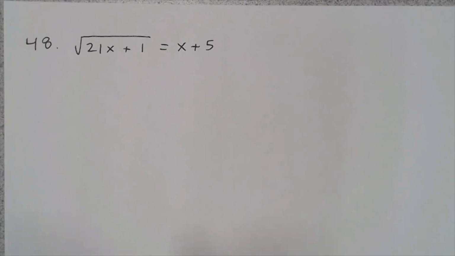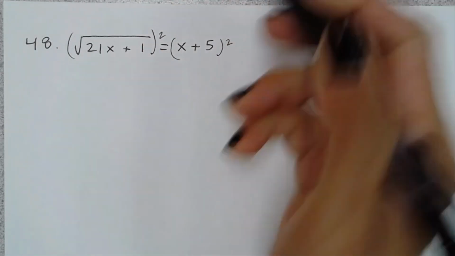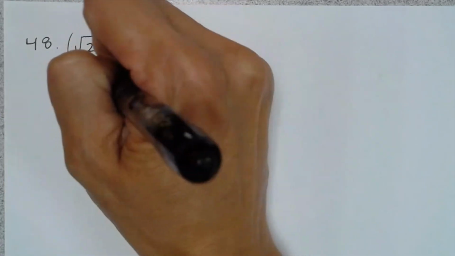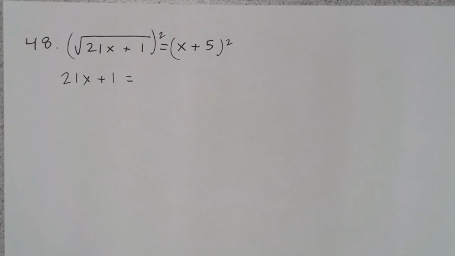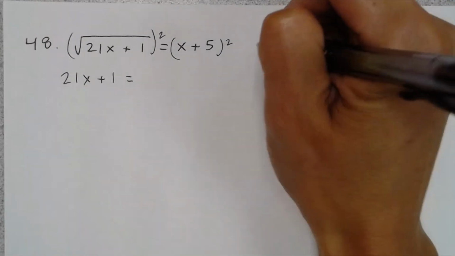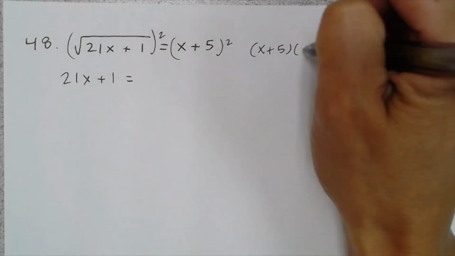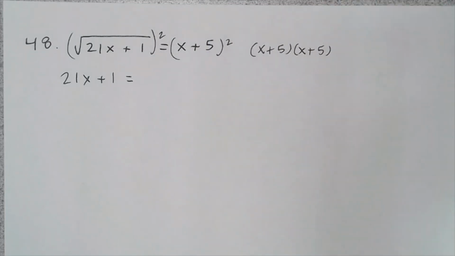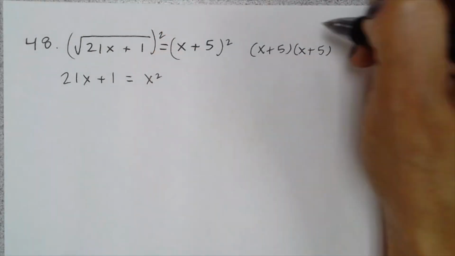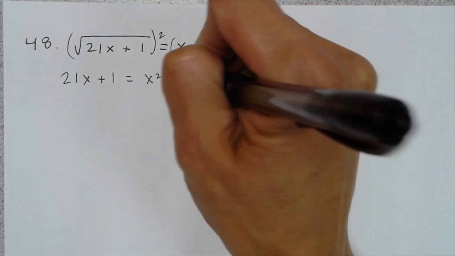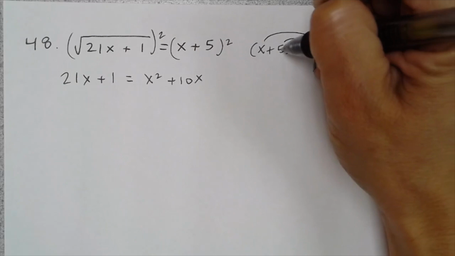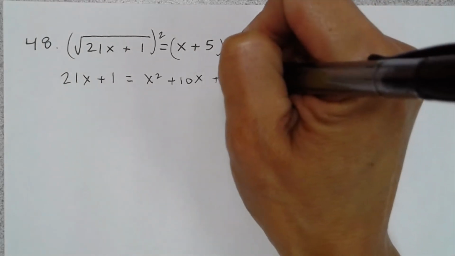For 48, the square root is already by itself, so we're going to square both sides. And the square root and square cancel out, so you just get 21x plus 1. On the right side, because this is a binomial squared, you're going to FOIL. So what's happening is you have x plus 5 times the quantity x plus 5. So when we FOIL that out, you get x squared. Your outer is 5x and your inner is also 5x, so when you combine those, you get a total of 10x. And then your last is positive 25.